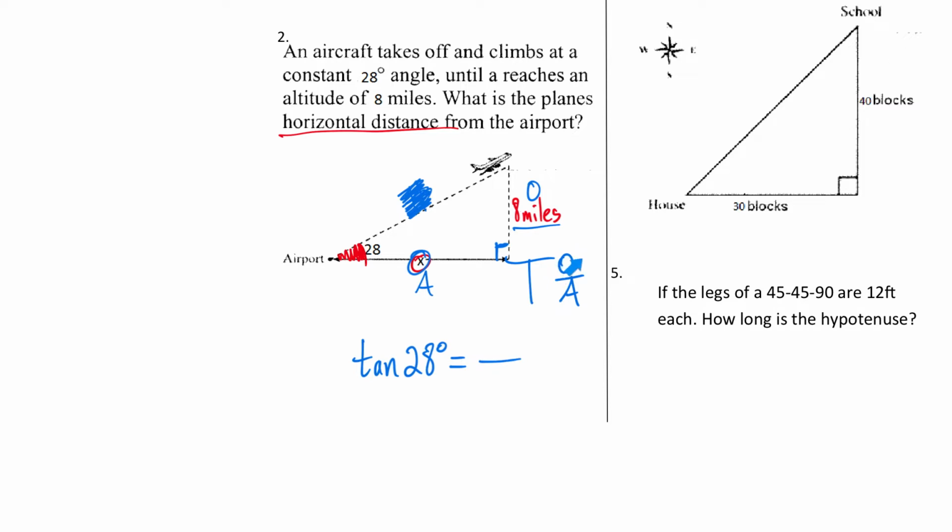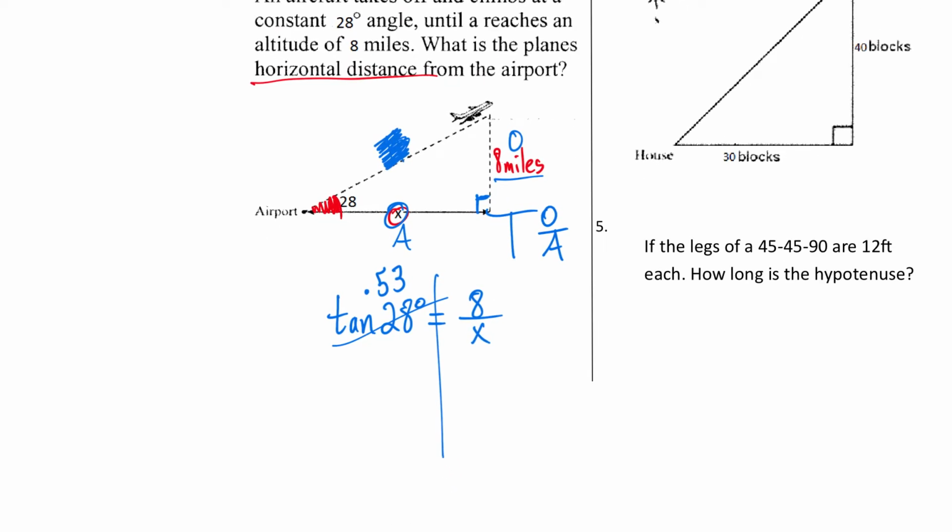And so remember, on tangent, we always put opposite on top. So here the opposite is 8 over the adjacent x. All right, so the tan of 28, just typing that in my calculator. Tan of 28 is 0.53. All right, so with the x on the bottom, we are going to divide. So 8 divided by 0.53, and that's going to give about 15.09 miles.